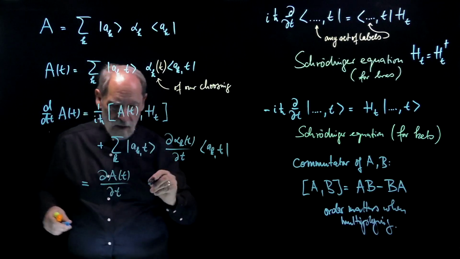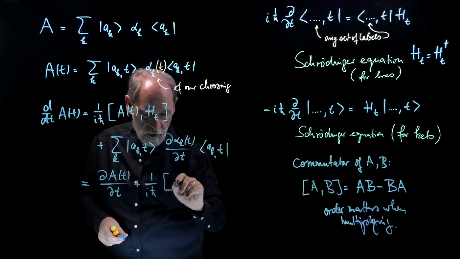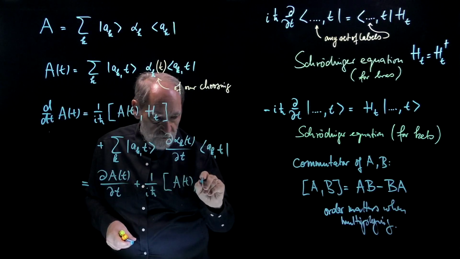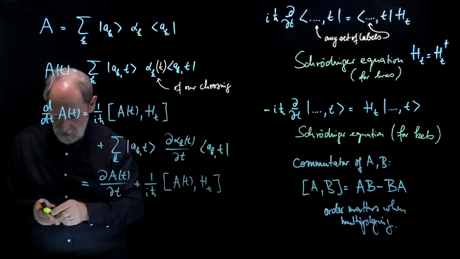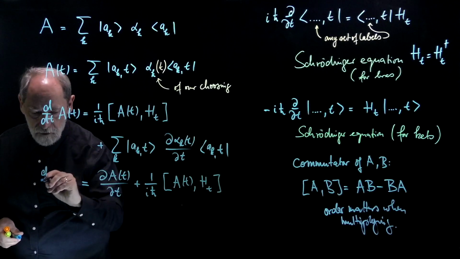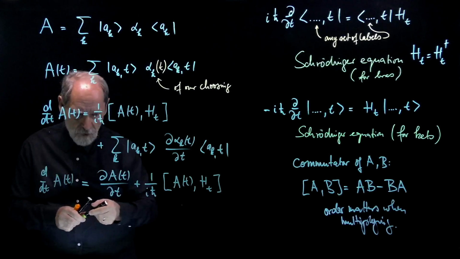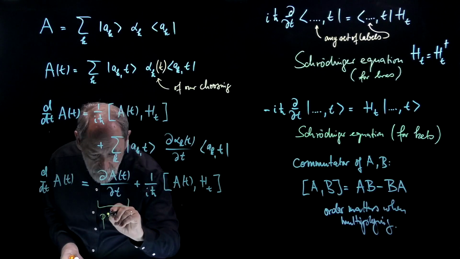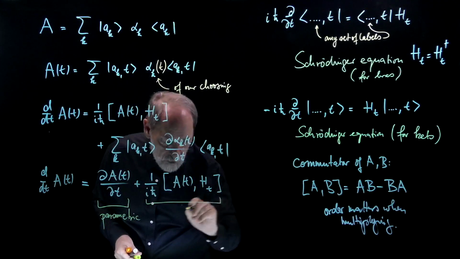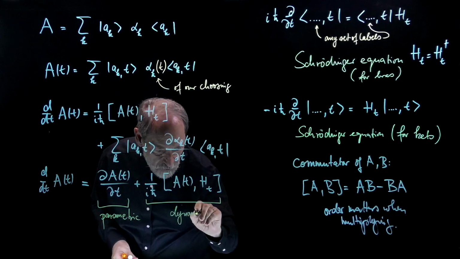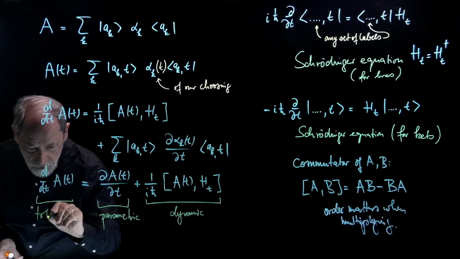And then there is the part of the time derivative which has to do with the dynamics of the system. So here is the commutator with A of t and the Hamilton operator. So we have two contributions to the time derivative of the operator. There is the parametric time dependence, and there is the dynamic time dependence, and they both together give us the total time dependence.